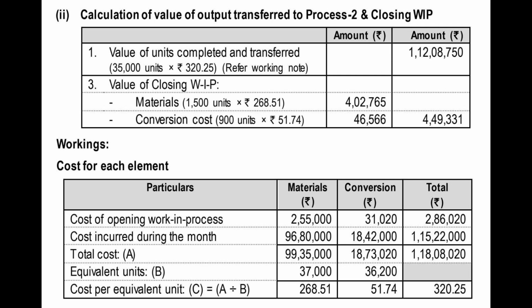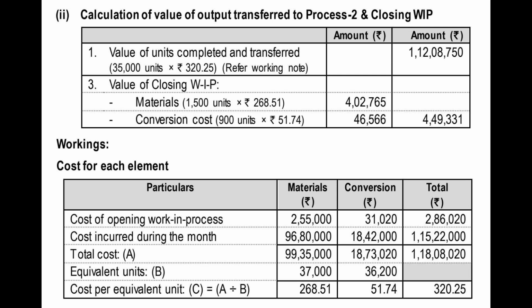Now we have to take the total average cost for evaluating the finished goods of 35,000 units. So add 268.51 plus 51.74 and update the total column as 320.25. Now we have a cost per unit for evaluating the final product and transfer to process 2 account.